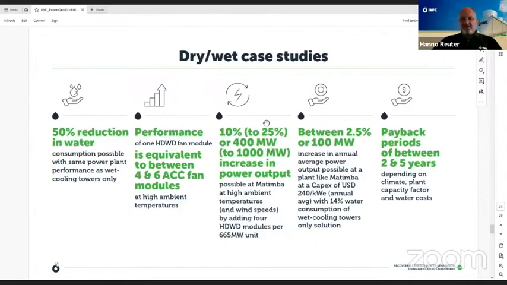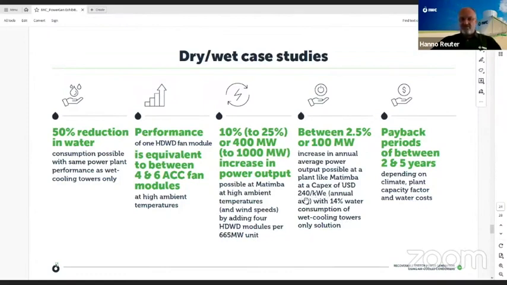Then for a plant like Matimba, a 10% to 25%, or 400 megawatt to 1,000 megawatt, increase in power output can be achieved by adding 4 hybrid deflegmator modules per 665 megawatt unit. On average, one could achieve 2.5%, or 100 megawatts, additional output on a plant like Matimba. And this is what is really interesting. The capex of such a retrofit would be in the order of $240 per kilowatt, based on the annual average, with only 14% water consumption of the wet cooling tower solution.